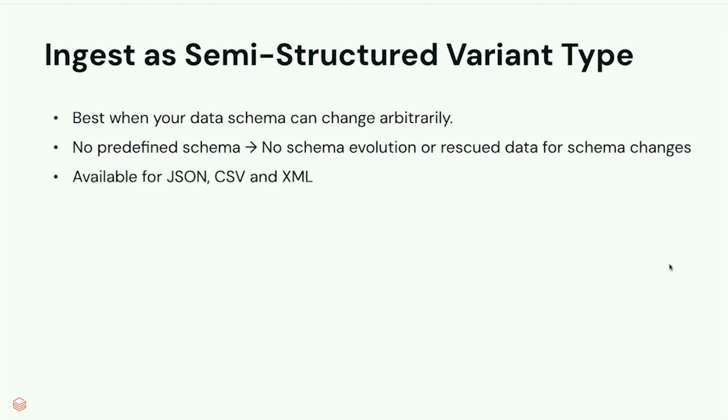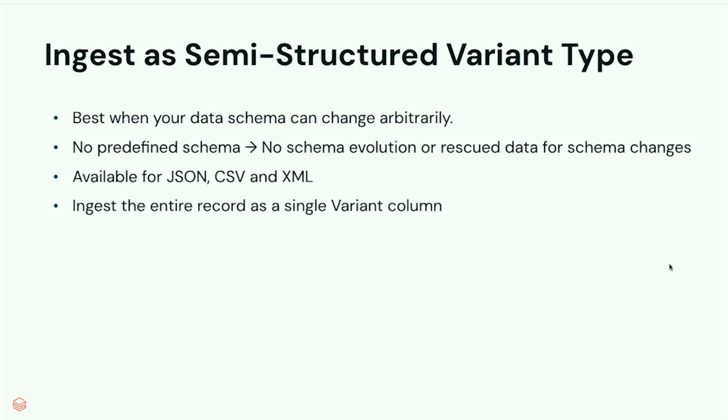It is essentially a new data type that we introduced last year, and it doesn't have any predefined schema. So there is really no schema inference and evaluation at the time of the read. And it is available for all the text-based file formats that we support today, whether it is JSON, CSV, or XML.